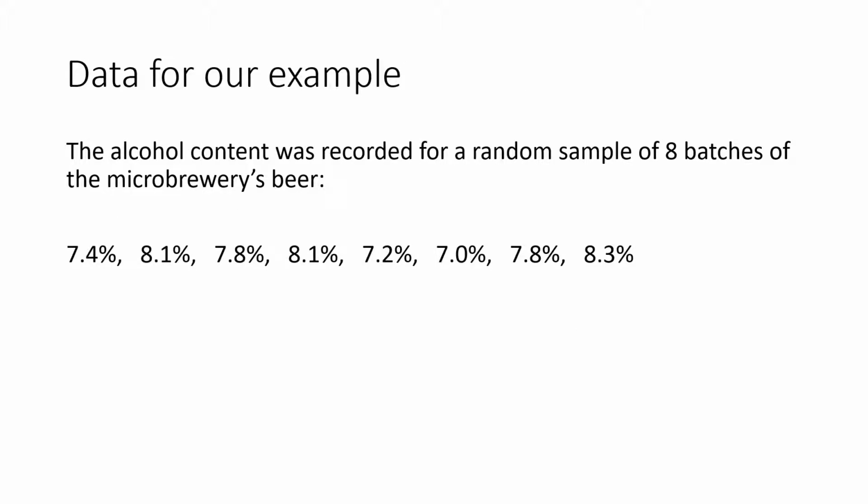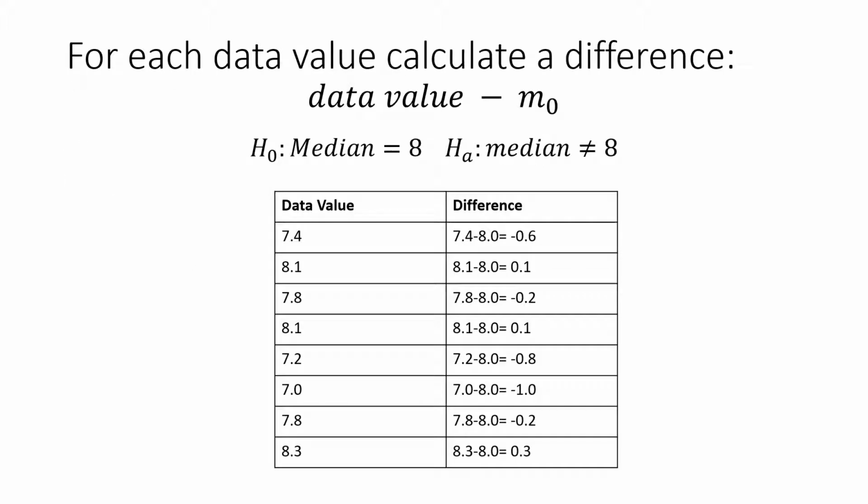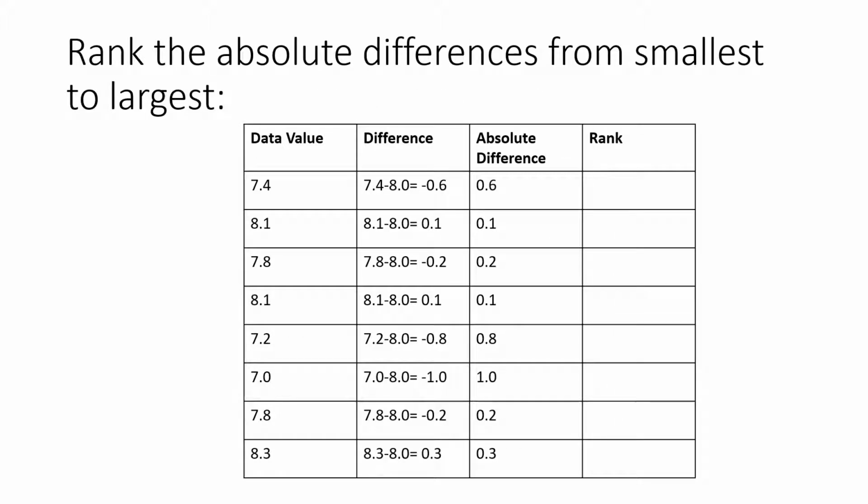So the data for our example is shown here. Remember, the first thing we have to do is calculate the difference between each of those values and our hypothesized median. So here we do that. We calculate a difference for each one. Now we're going to rank the absolute value of the differences from smallest to largest. I've calculated the absolute differences in this column here, and I'm going to rank them.